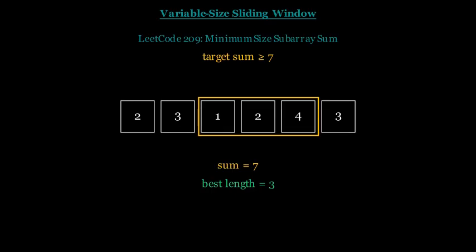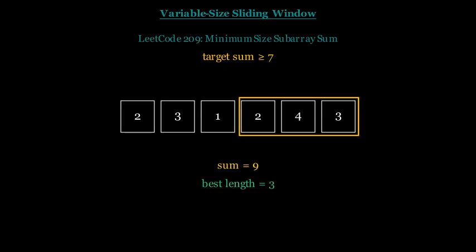Shrink from the left. Remove 1. Sum drops to 6. That's below target now. So we stop shrinking and go back to growing. Add 3 to the window. Running sum is now 9. Still enough at length 3. But that's not better than what we've already found. Keep shrinking anyway. It might get better still.